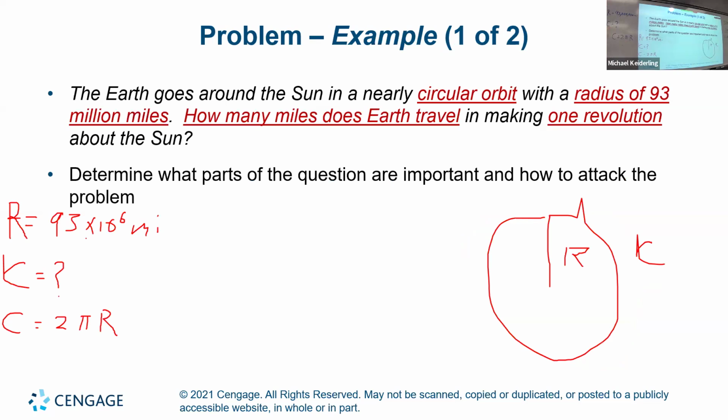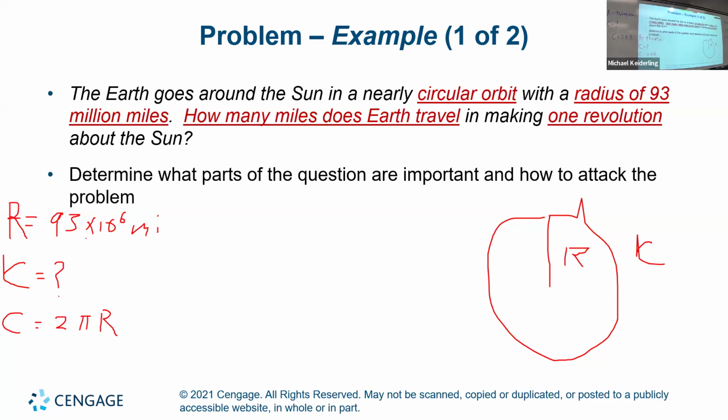By determining which parts of the problem are useful information, this tells us we're working with circles. This tells us the size of the circle because of the radius. And we're looking for miles traveled in one revolution around the sun. That is asking for circumference in miles. We're looking for a distance. How many miles does Earth travel in making one revolution about the sun? Well, one revolution about the sun is going around the circle once. So that is the circumference.